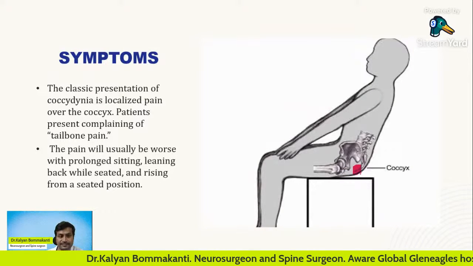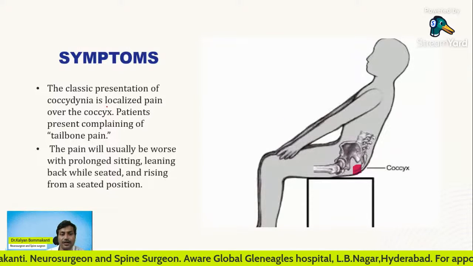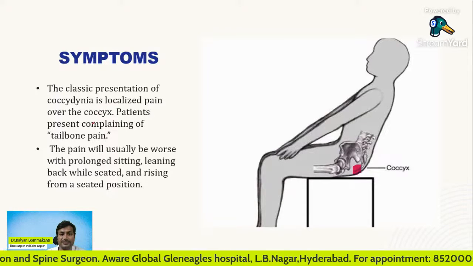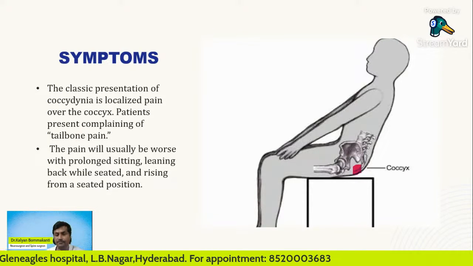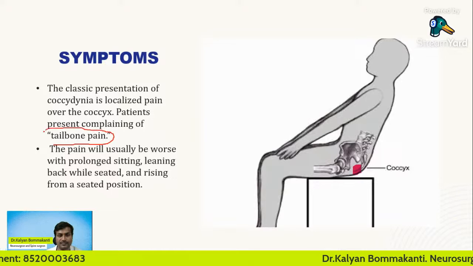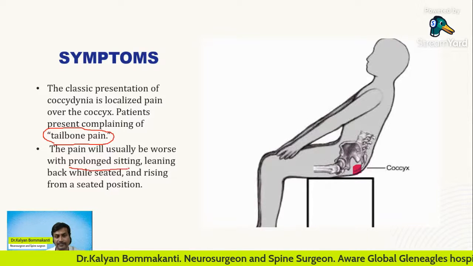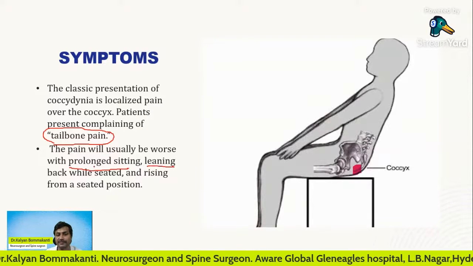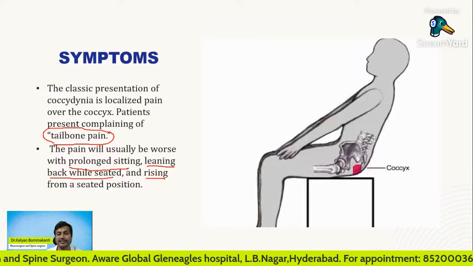Symptoms. The classic presentation of coccydynia is localized pain over the coccyx. The patient presents complaining of tailbone pain. And as I've explained before, the pain is usually worse with prolonged sitting, leaning back while sitting, and also while rising from a sitting position.